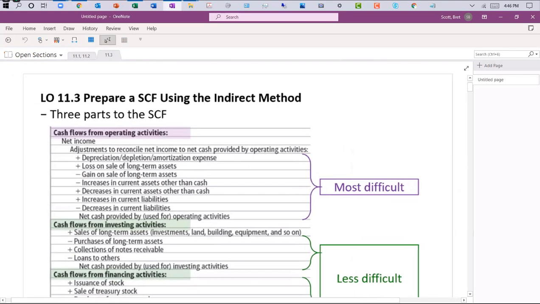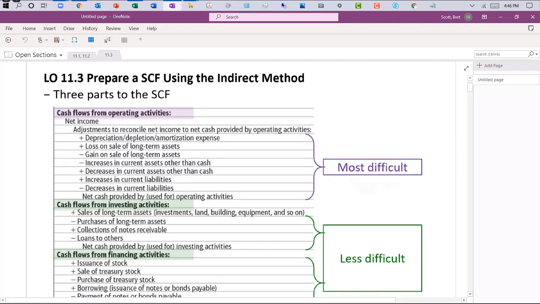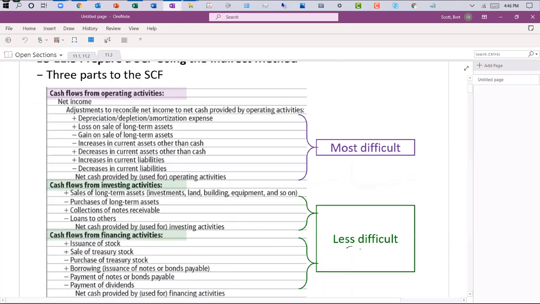The book shows you all the different ways we account for changes on the balance sheet accounts. But I think that we need to start with the less difficult section first. The less difficult section of the statement of cash flows relates to the investing activities and the financing activities. The reason why this is less difficult to fill out is because we don't see a lot of activity or very many transactions involving investing activities or financing activities.